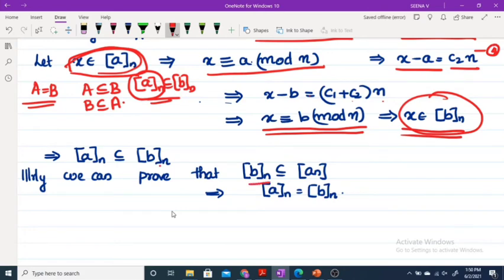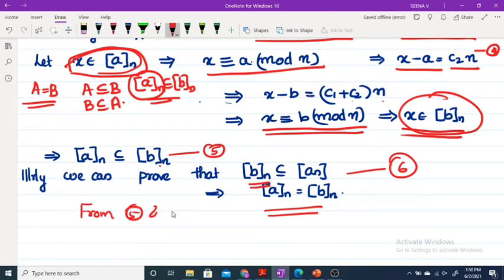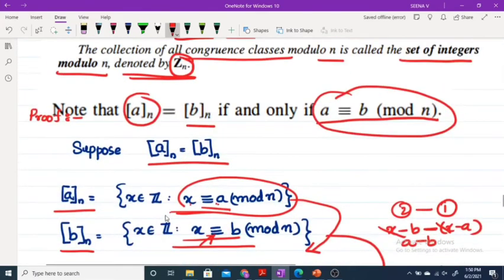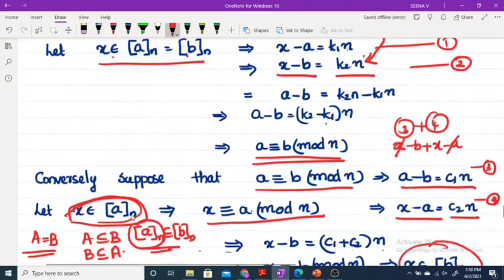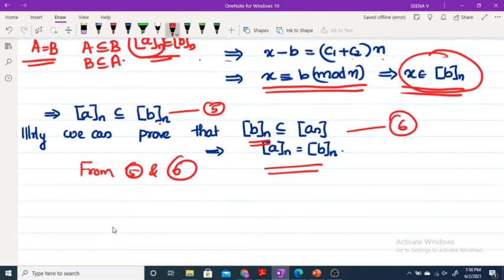Similarly, we can prove this. From 1 and 2, suppose this is some 4. So here we are marking this as some 5 and this is some 6. From 5 and 6 we have the congruent class of A mod n is equal to the congruent class of B mod n. Okay. Hope it is clear.